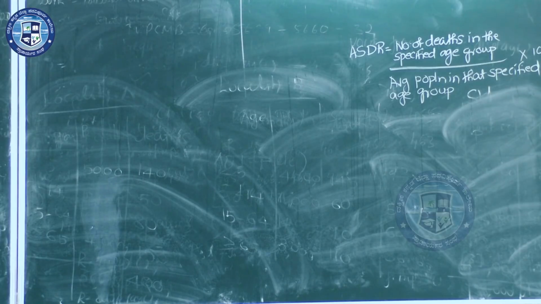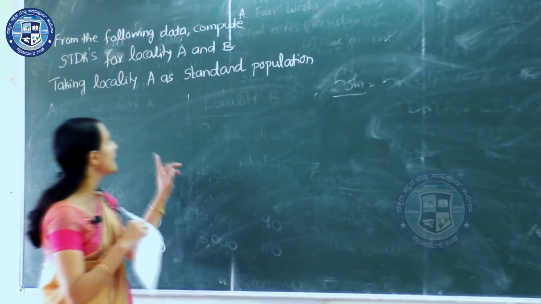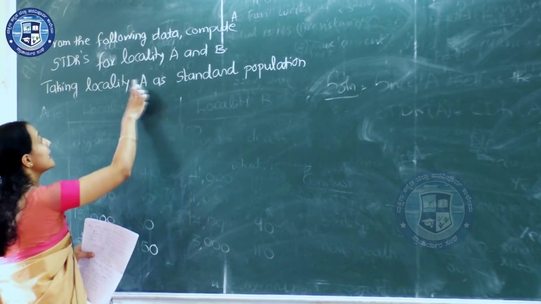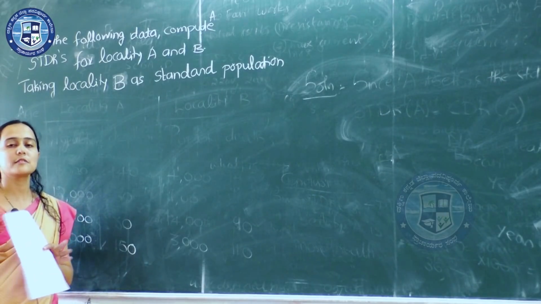Next, see, we will do one more problem. From the following data, compute STDRs for locality A and B by taking locality B as a standard population. Suppose, how to do.